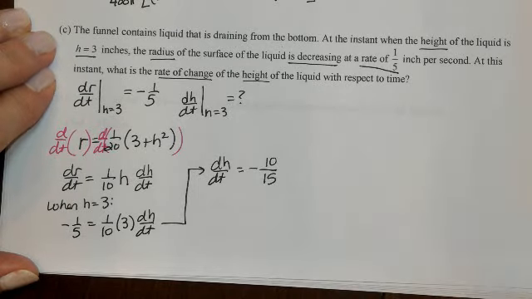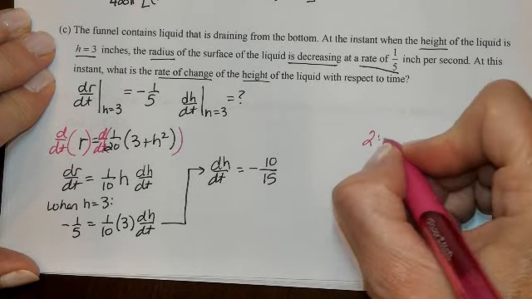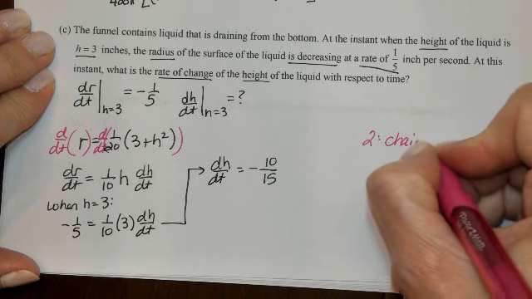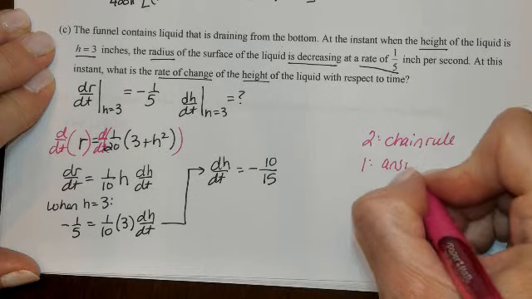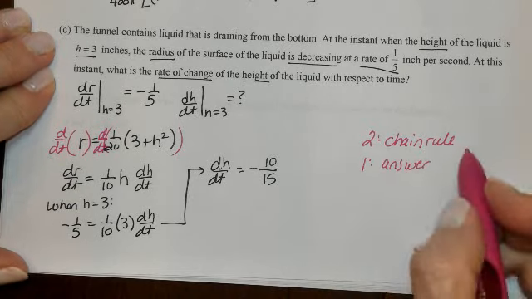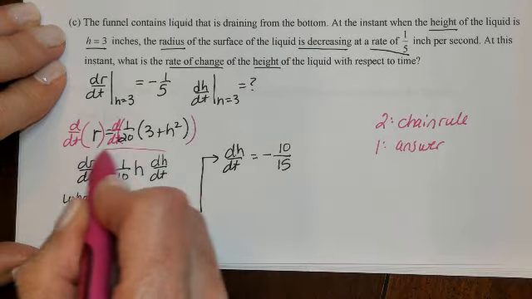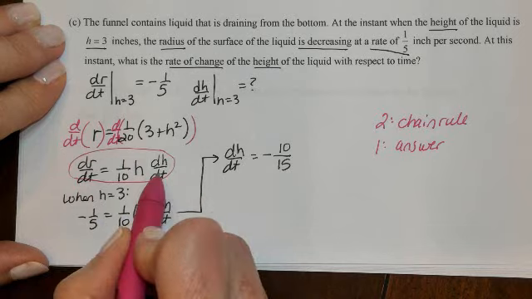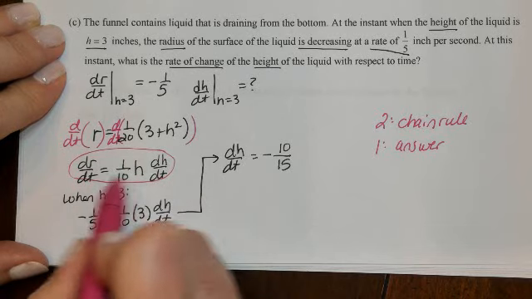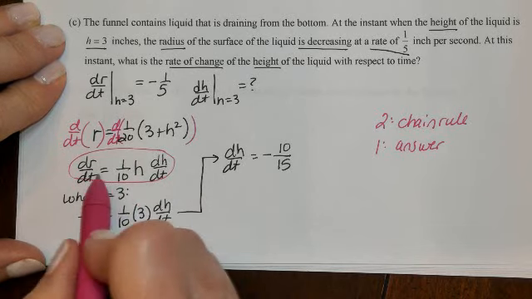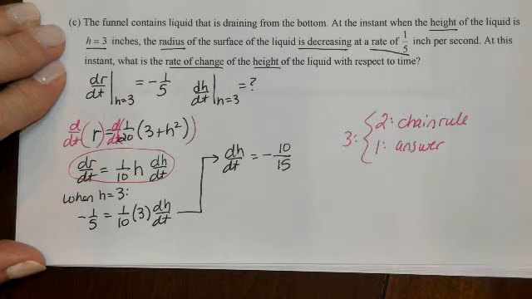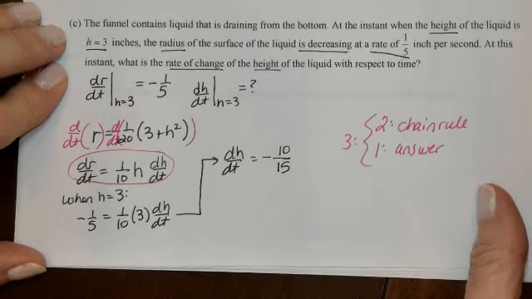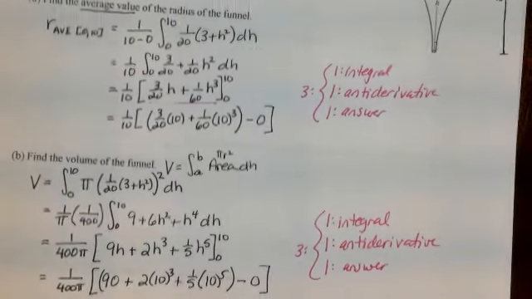Let's see how they scored this one. They gave 2 points for what they call the chain rule, 1 point for the answer. The 2 points that they're talking about are applying the chain rule right here and writing dH/dt and dR/dt. So that implicit differentiation. So 3 points total. So this one was for 3, 3, and 3.